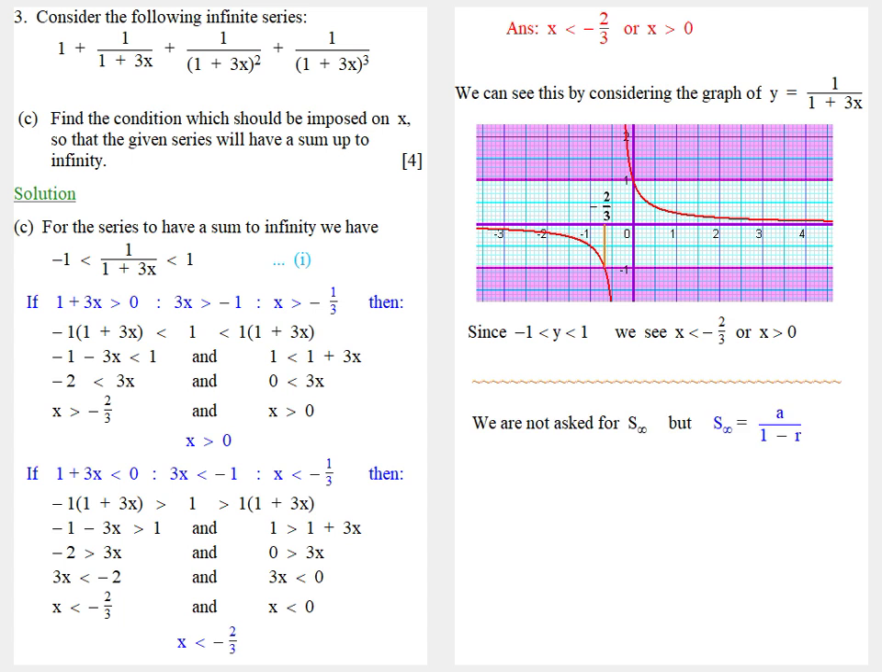Now finally, we're not asked for the sum to infinity, but if we wanted to work it out, the sum to infinity is equal to a over 1 minus r. So in this case, the sum to infinity is 1 over 1 minus 1 over 1 plus 3x. If we multiply top and bottom by 1 plus 3x, this simplifies to 1 plus 3x over 1 plus 3x minus 1. So the sum to infinity is 1 plus 3x over 3x.